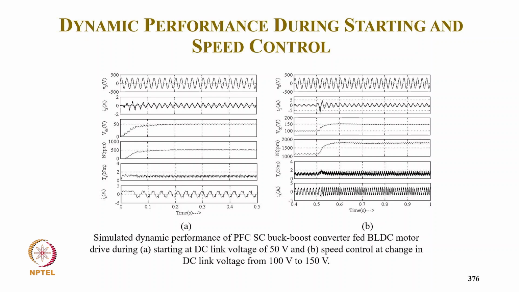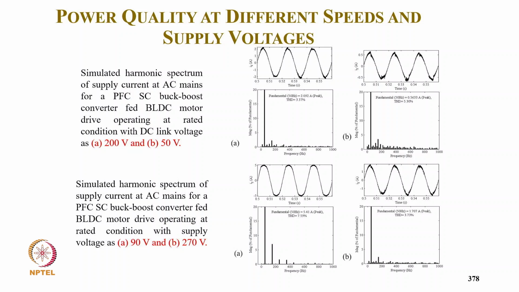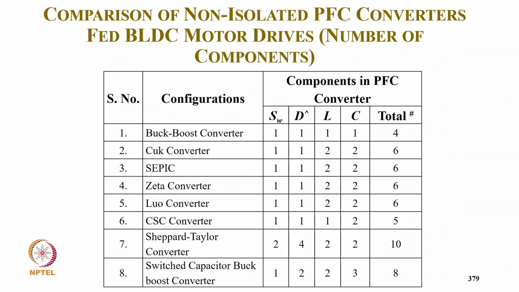These are starting at 50 volt DC link, and then the speed control from 100 to 150 volt. Then the step change on the load at 4 Newton meter 0.8, and supply voltage change to 70, 170, and how the performance of supply current and the other parameters change. And then the total harmonic distortion of supply current at different speeds is 3.37, then 3.73 at 270 volt.